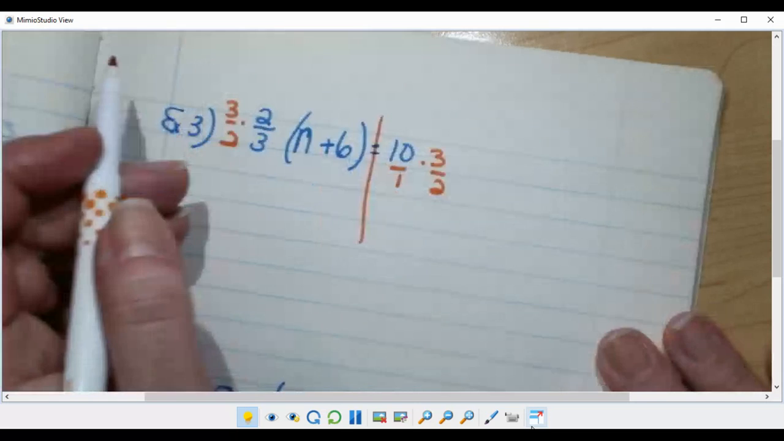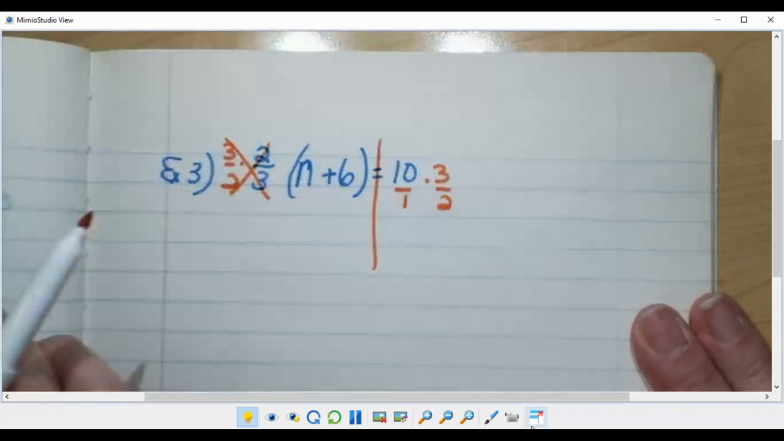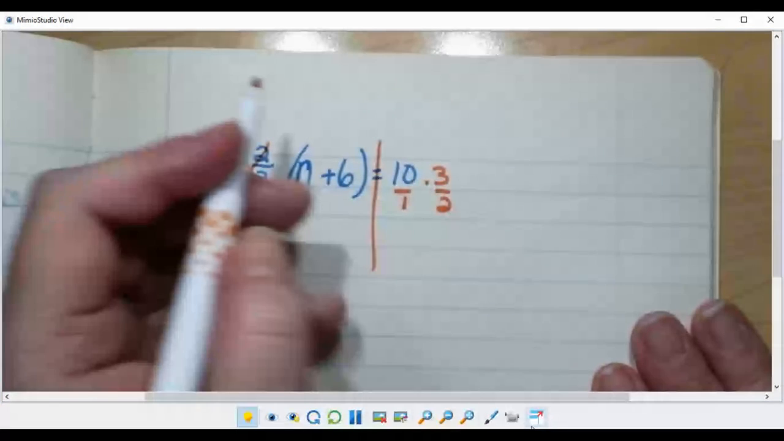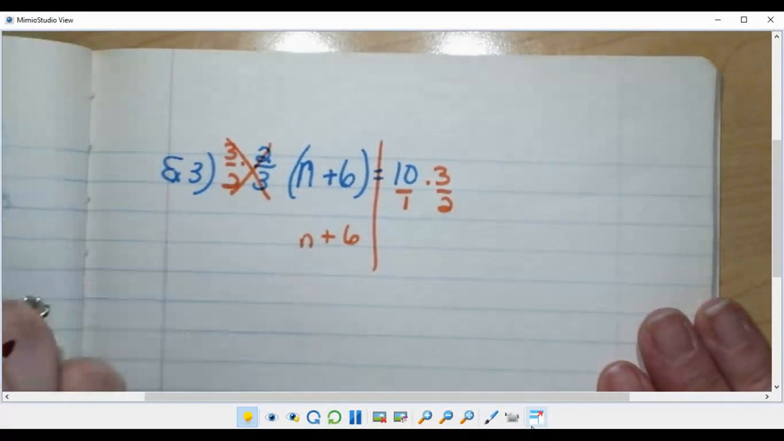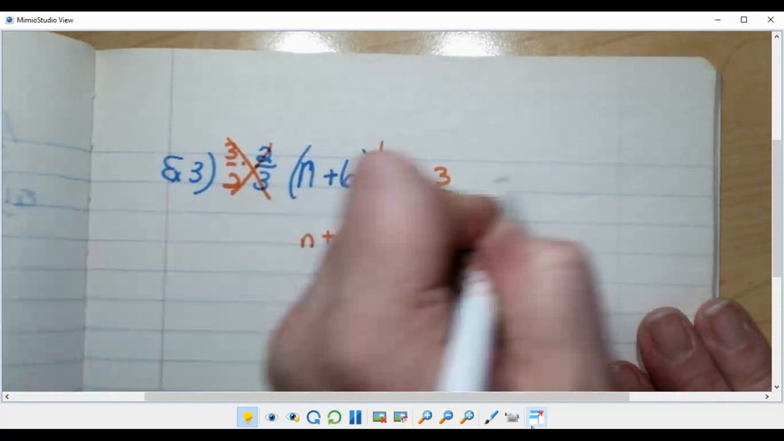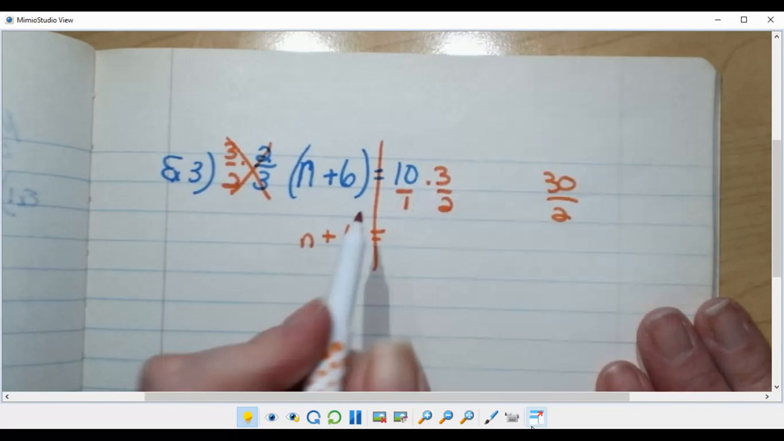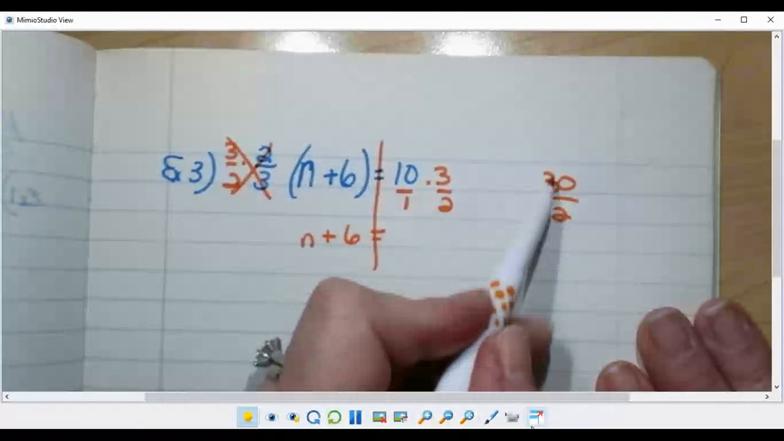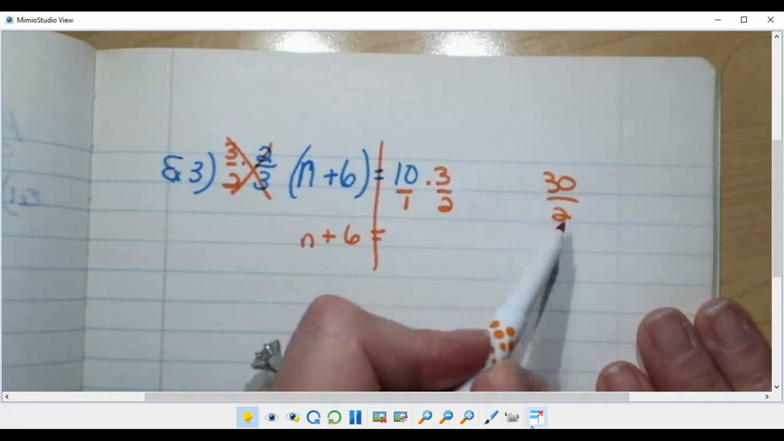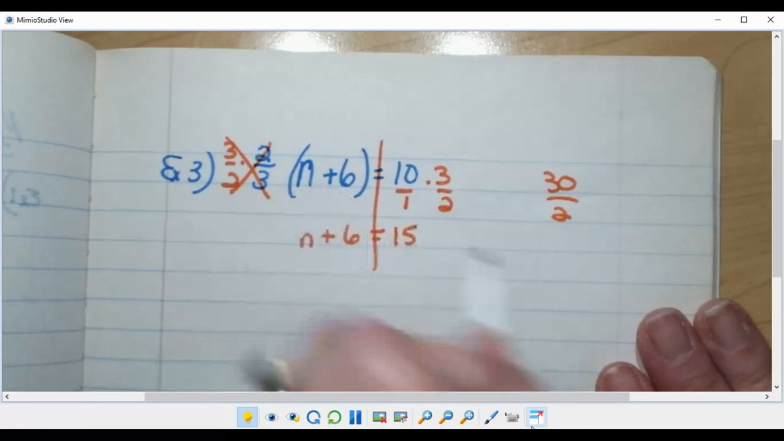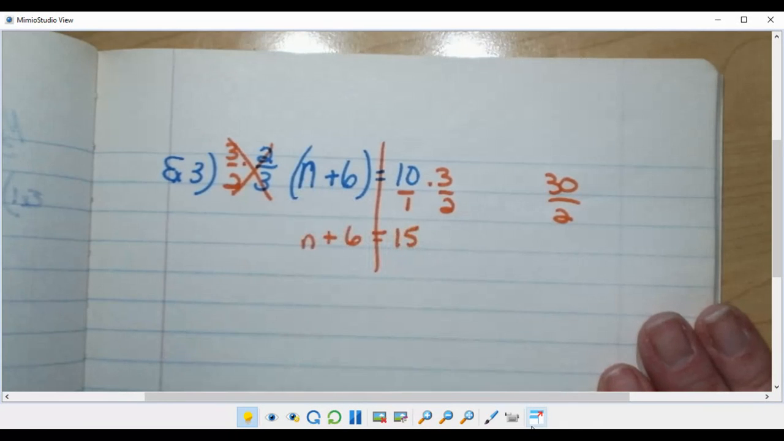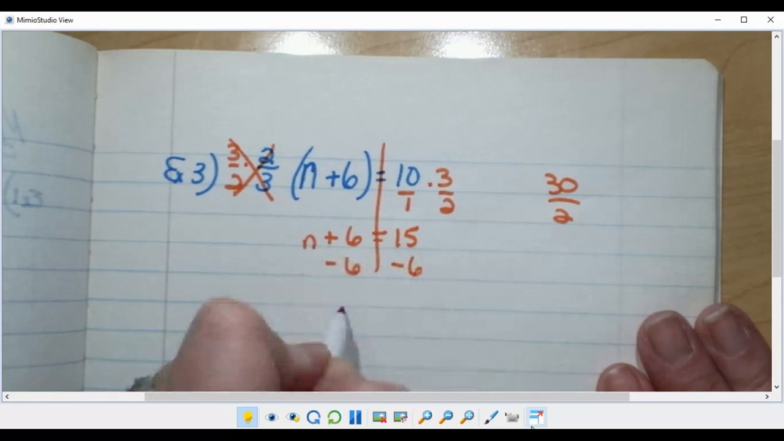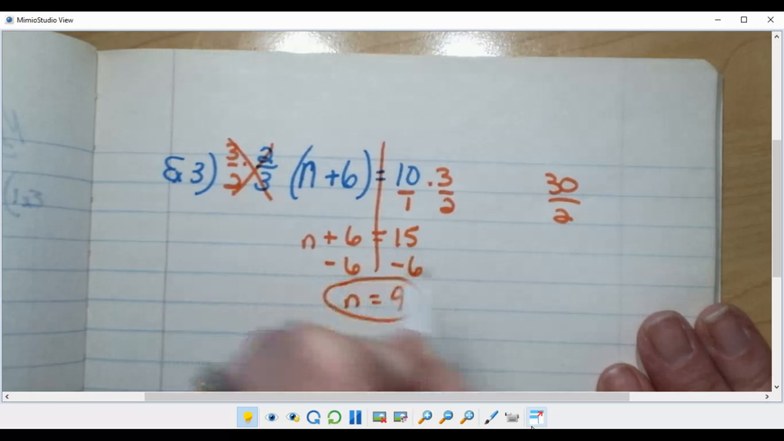Multiply by 3/2, give that a denominator. On the left side, the 3 and the 3 and the 2 and the 2 leave me with just one whole. That's 6/6. So I'm left with n plus 6 on the left. On the right, I'd end up with 30/2, right? 10 times 3 is 30. 1 times 2 is 2. This will simplify down. Think about a clock. 30 minutes, cut in half, 15. One step to go. We'll undo the addition with some subtraction. And I end up with n equals 9.